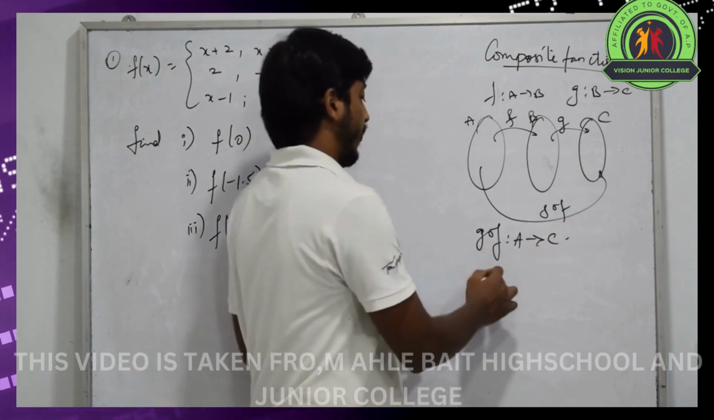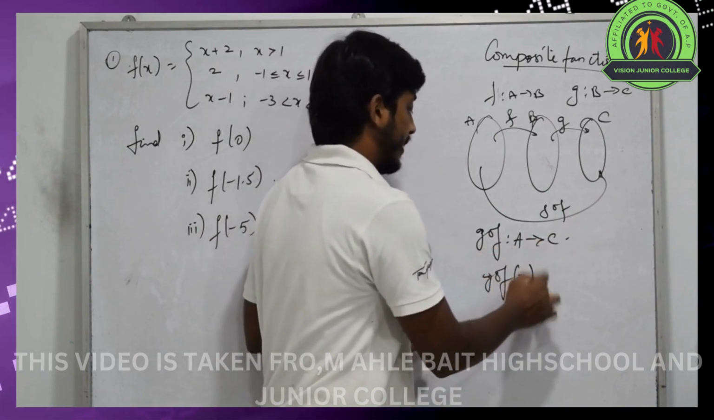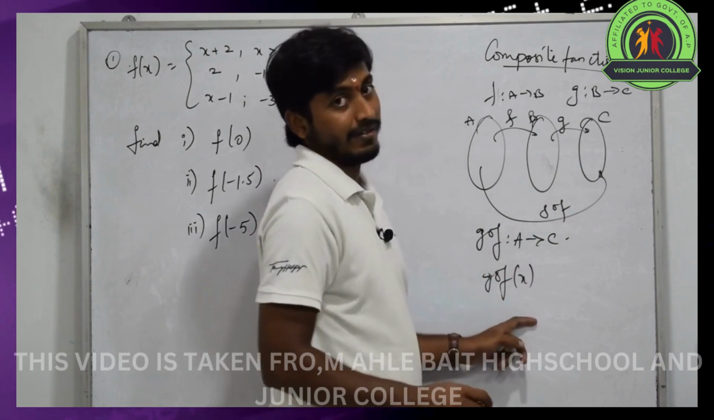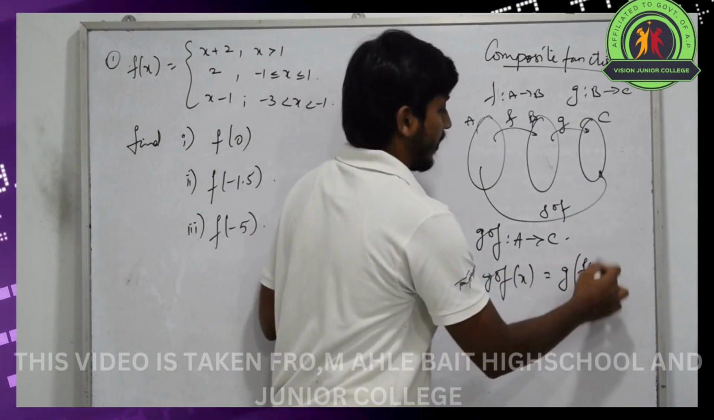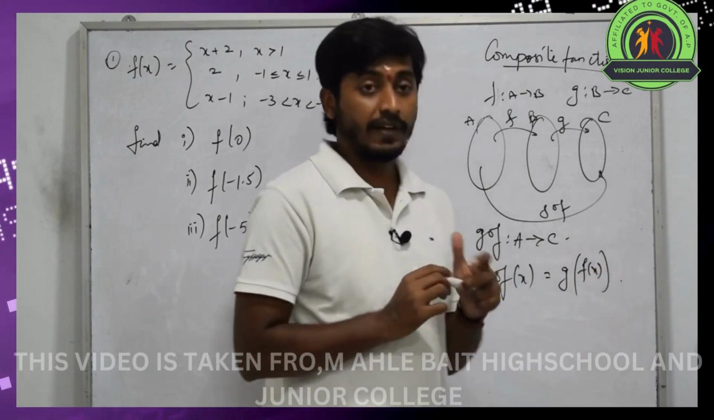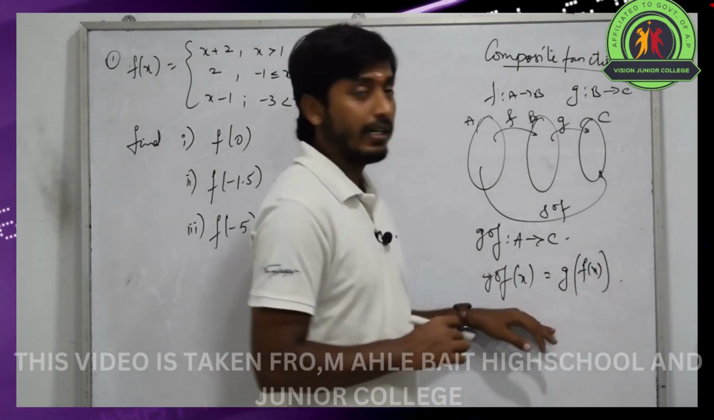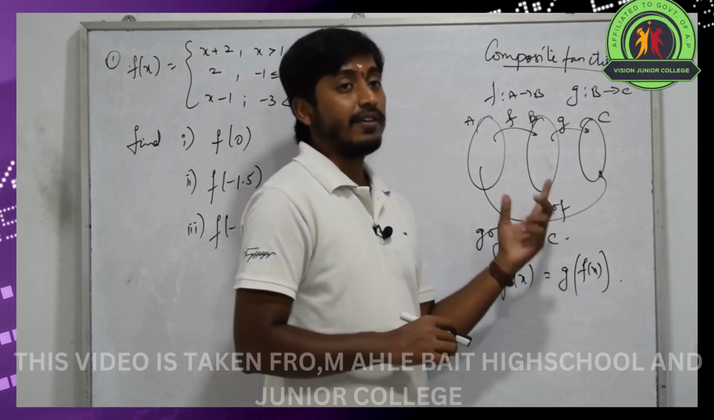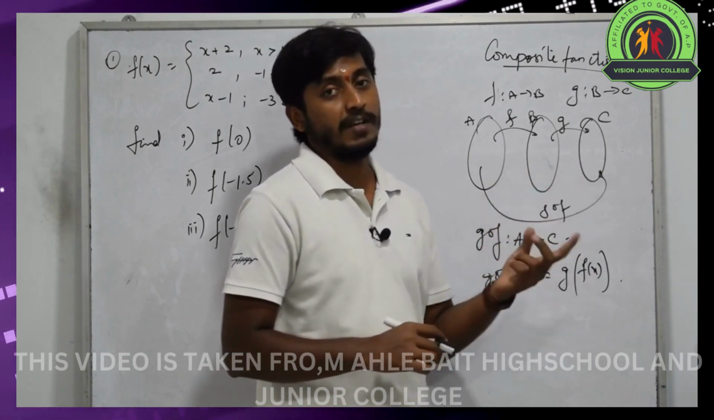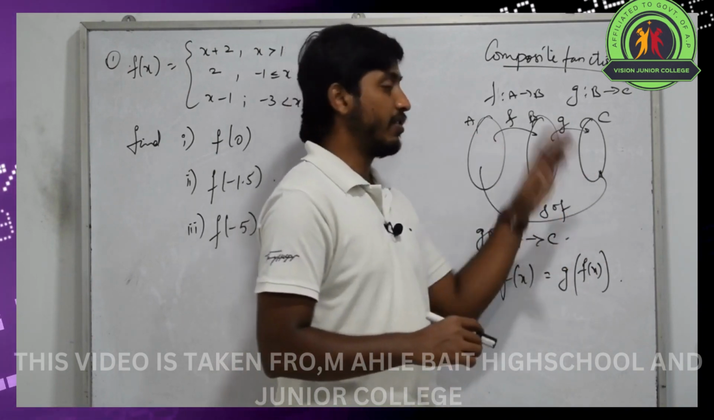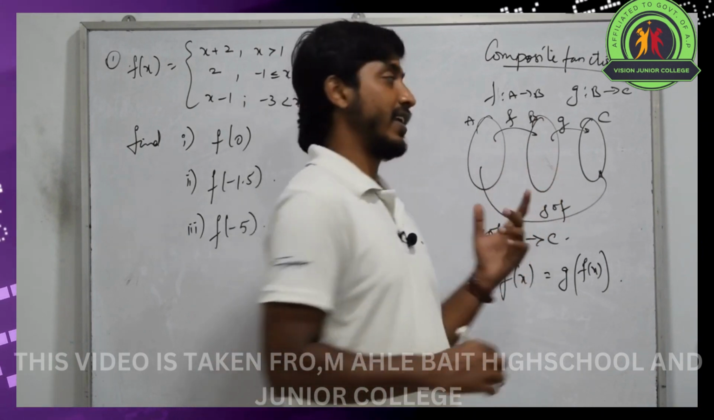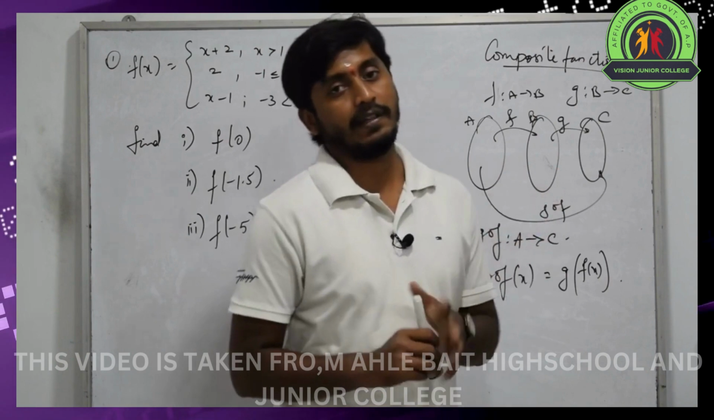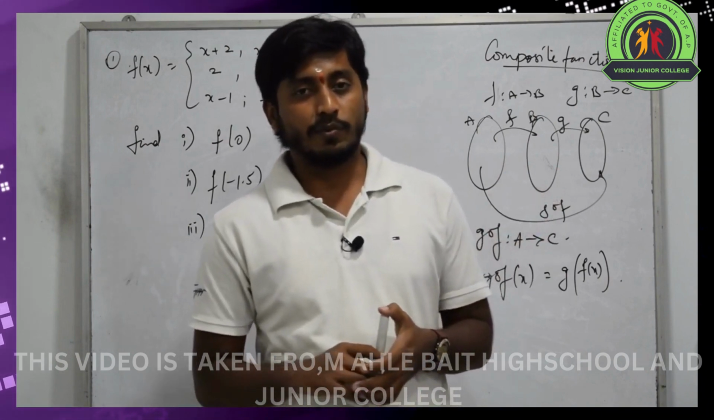That is, g circle f of x is represented as g of f of x. Is it fine? Did you understand? That is, g circle f is the composite of f and g. Clear? It goes in the opposite direction. Don't write it as f of g. Both are different. F circle g is different from g circle f. Clear? Shall we do problems?